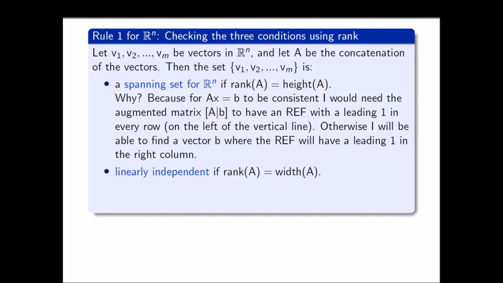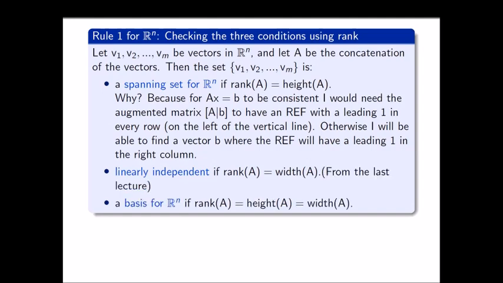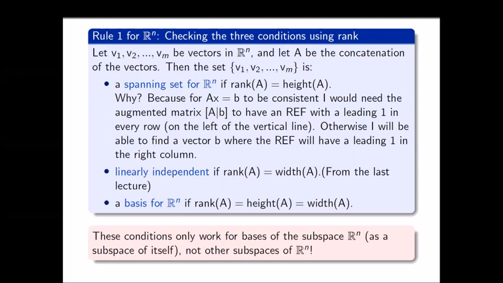And this set is linearly independent if the rank of A is the same as the width of A, and it's a basis for Rn if the rank of A is the same as the height of A and the width of A. Please do note that these conditions only work for a basis of the subspace Rn and not other subspaces of Rn. So whenever your subspace of Rn is Rn itself, then these conditions are going to work verbatim, otherwise not.